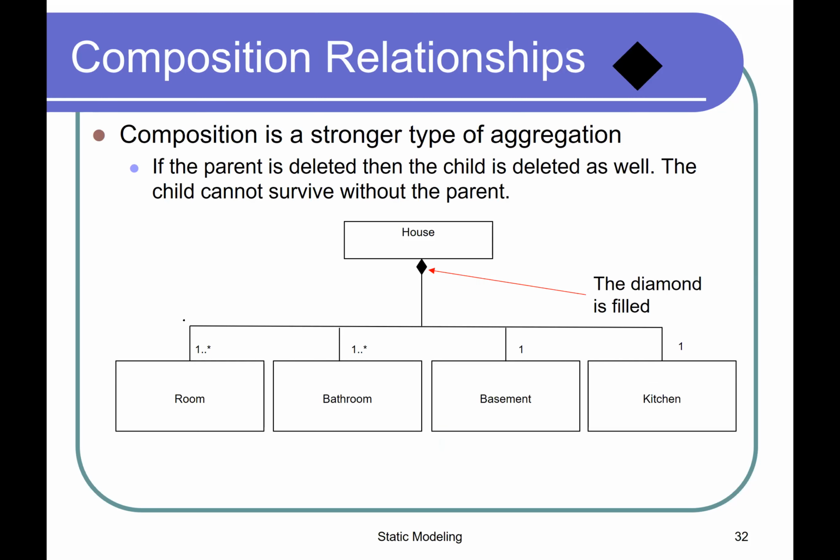Next up is composition. Now, composition is going down the same family route as aggregation, except it's actually a stronger type of aggregation. And we use it to describe what we call a part-of relationship, not just a has-a, but rather a part-of. I mean, the bond is a lot stronger here.